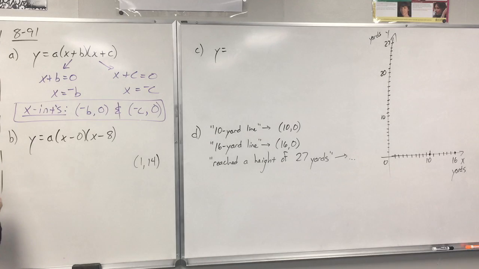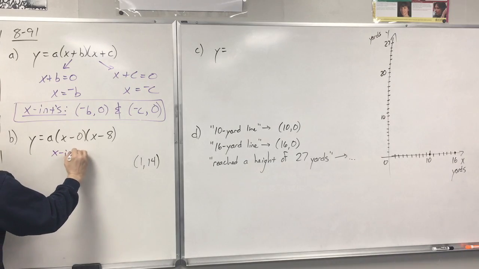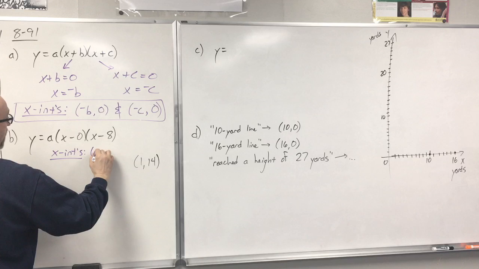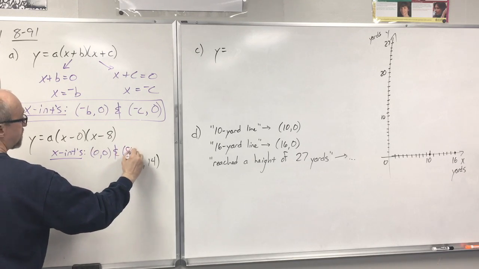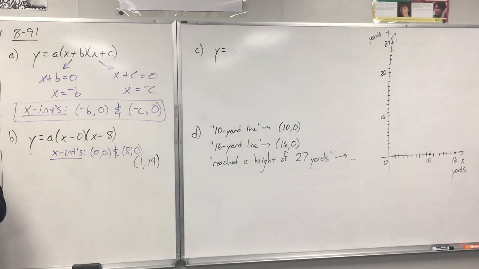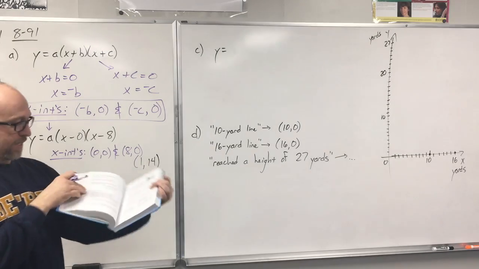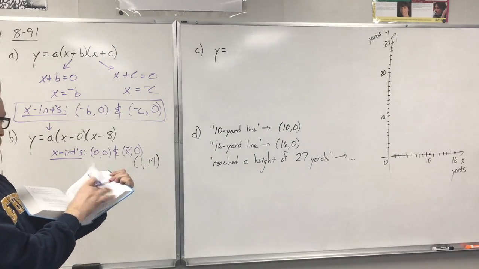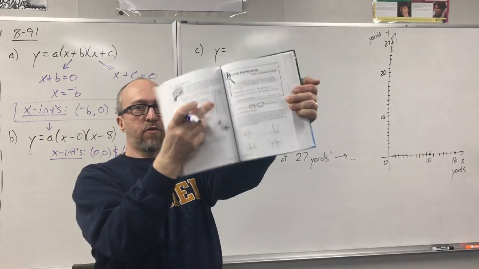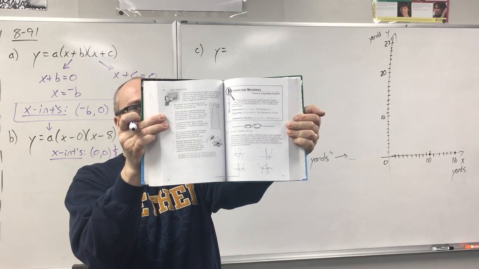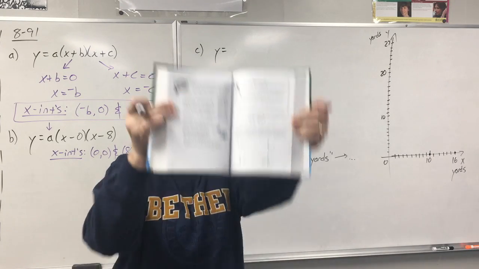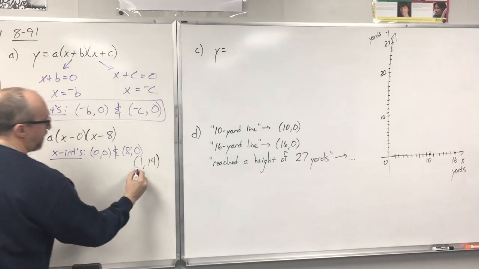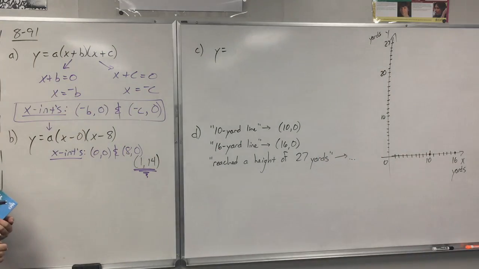My x-intercepts, as I look at this, and this is good, this is fine, it's not everything. My x-intercepts are at (0, 0) and (8, 0). Remember, it's always the opposite of what's there. The problem is, what I don't know is, what the heck is A? So I pulled out the book here, and they gave me the graph again. I looked closely and I found a coordinate, right here, (1, 14).